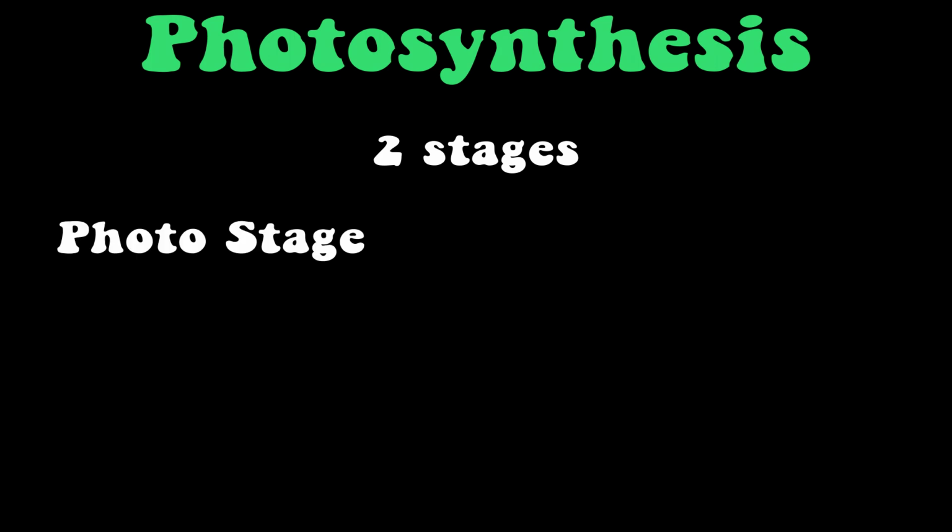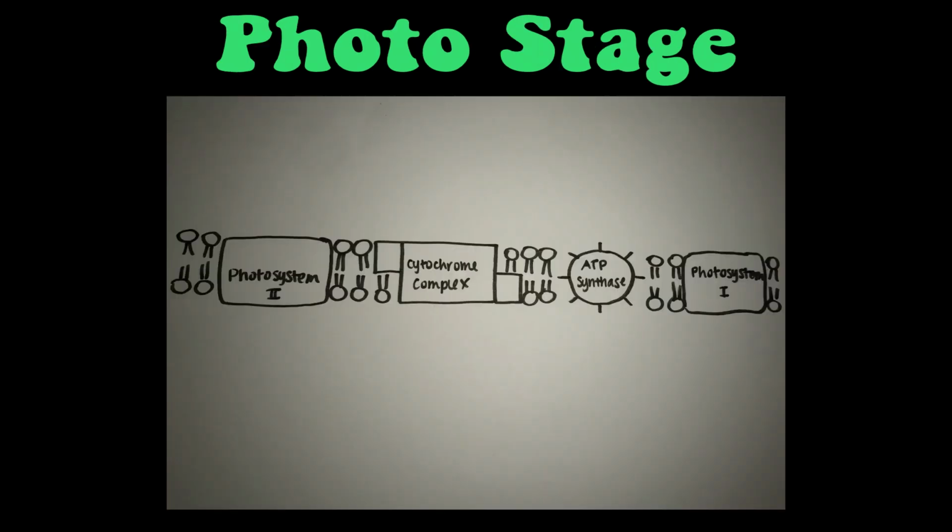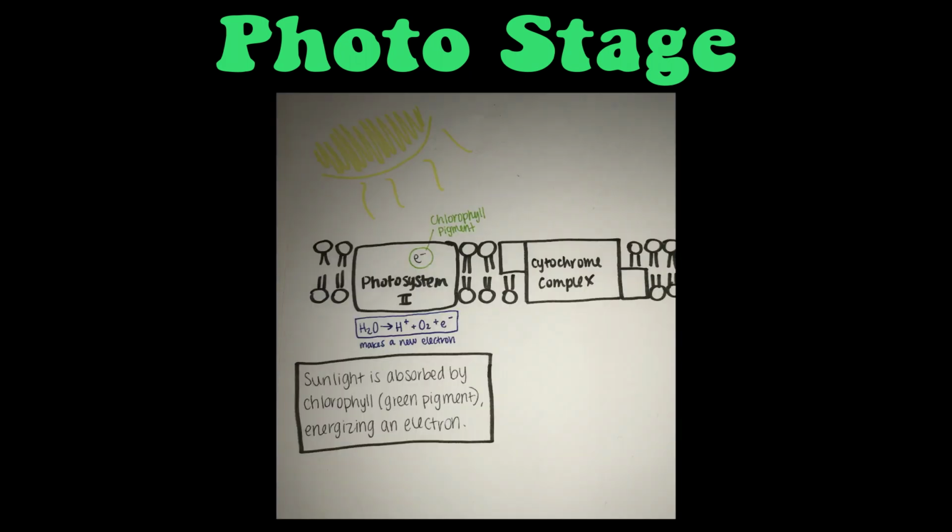During photosynthesis, there are two stages, the photostage and the synthesis stage. The photostage includes photosystem 2, cytochrome complex, ATP synthase, and photosystem 1. It begins with photosystem 2.